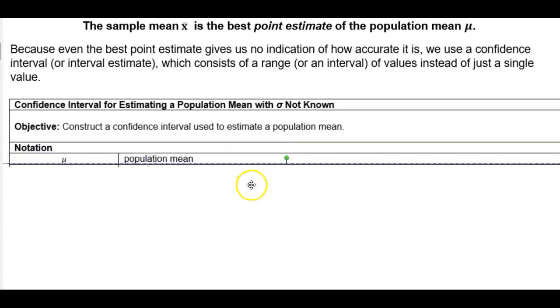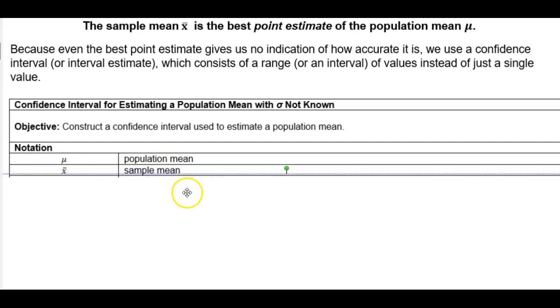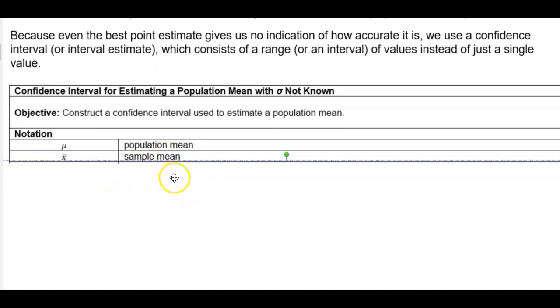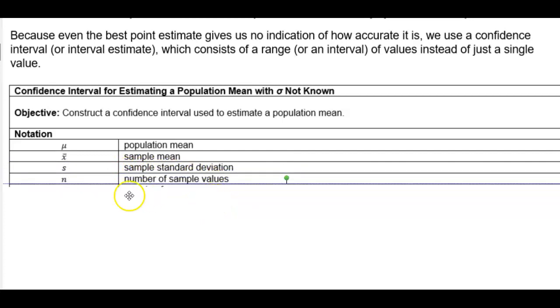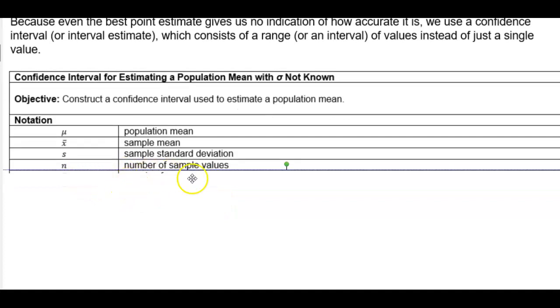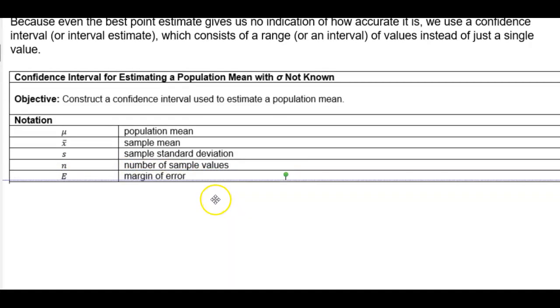Here's the notation. We know that mu represents the population mean, x bar represents the sample mean, lowercase s is the sample standard deviation, lowercase n is the number of sample values, capital E is the margin of error.